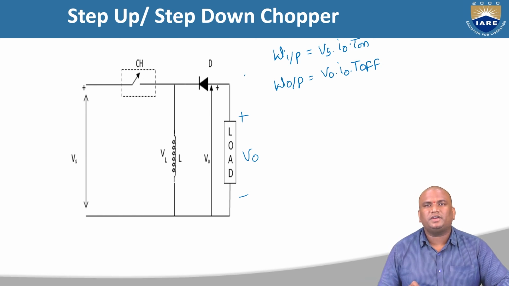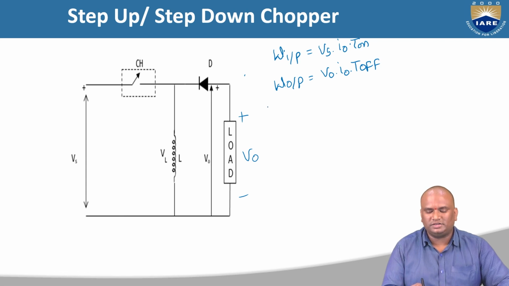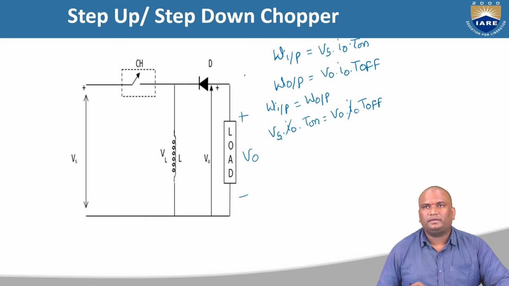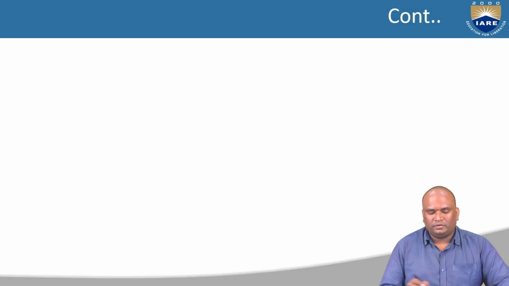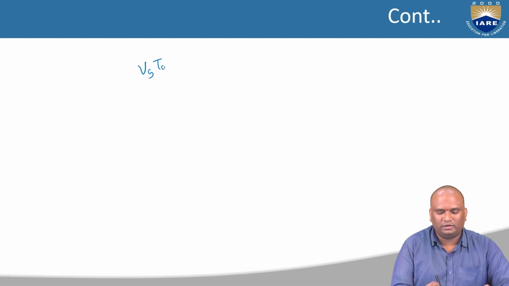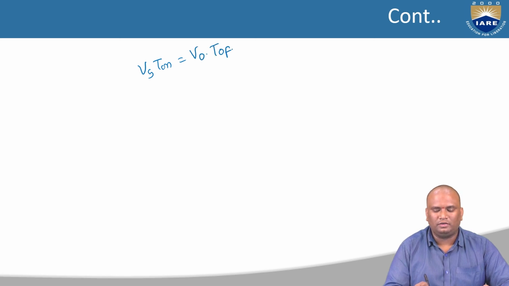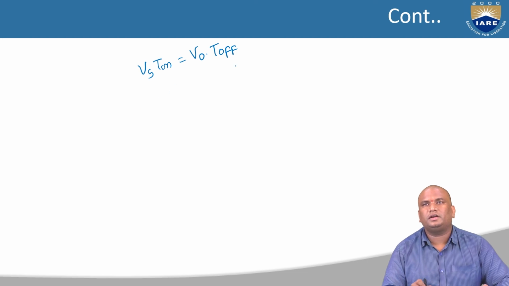Under steady state condition, we are assuming that the inductor is a lossless device. Energy input is equal to energy output. That is, Vs into I naught into T on is equal to V naught into I naught into T off. So these two get cancelled. Vs into T on is equal to V naught into T off.